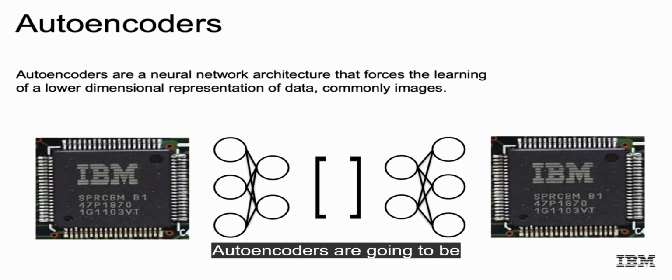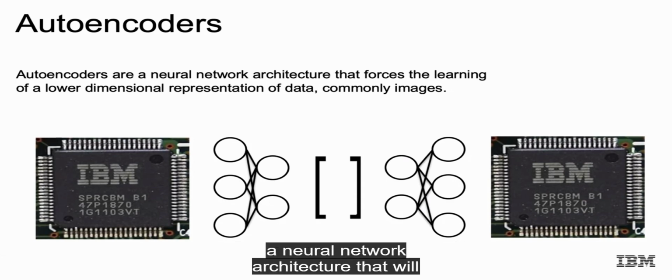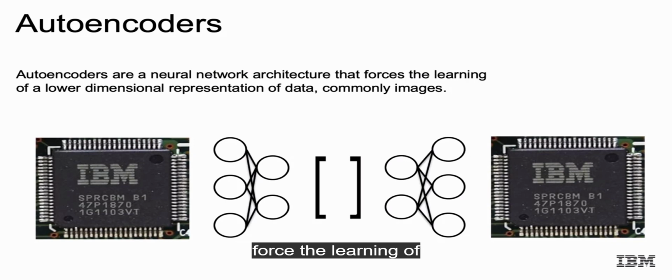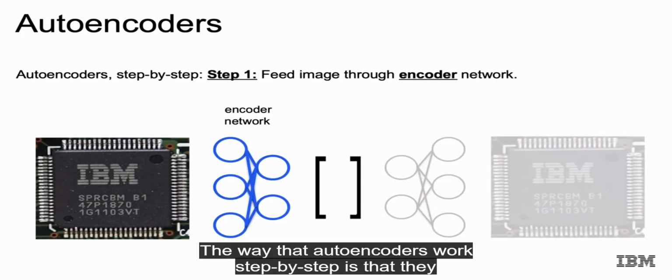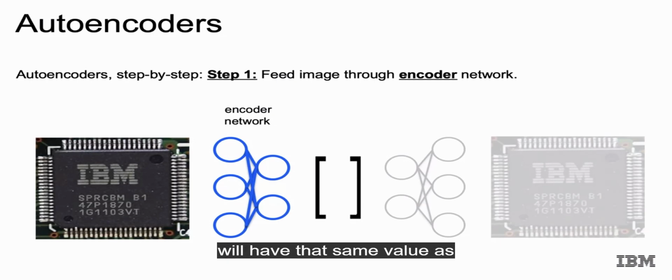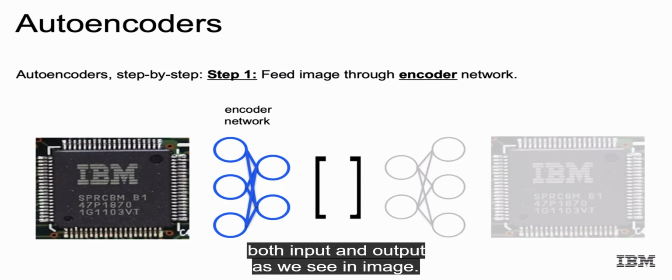So autoencoders are going to be a neural network architecture that will force the learning of some lower dimensional representation of our data, and that's commonly used for images. So the way that autoencoders work, step by step, is that they will have that same value as both input and output, as we see in the image.